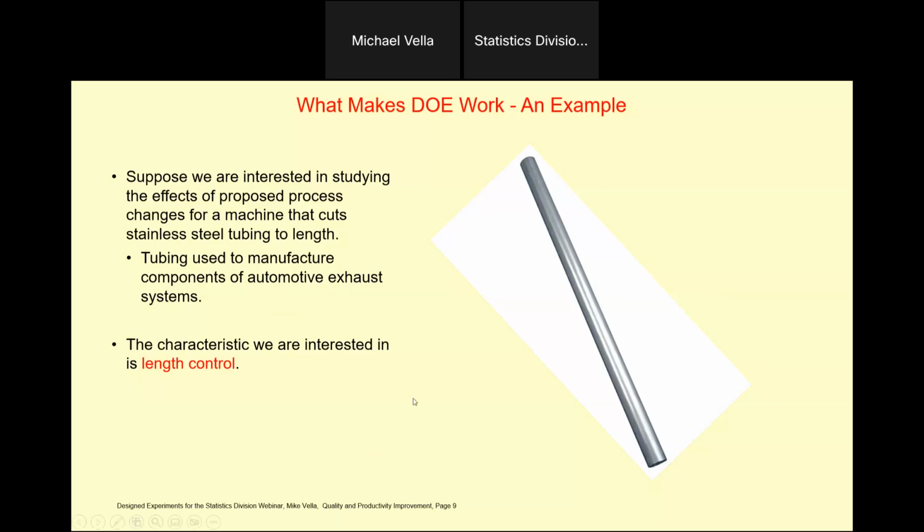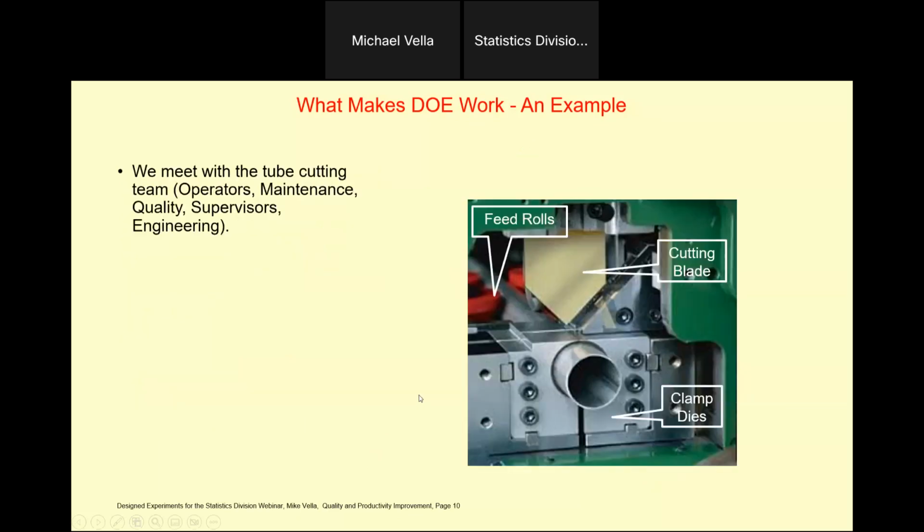So the characteristic we're interested in is the length control. Here on the right-hand side is kind of a pictorial of a cutting machine. What you see in the back are feed rolls, these orange things that contact the tube. You see this large tube being pushed through a series of clamp dies and this guillotine in the front that cuts the tube once the sensor tells it to sever the tube.